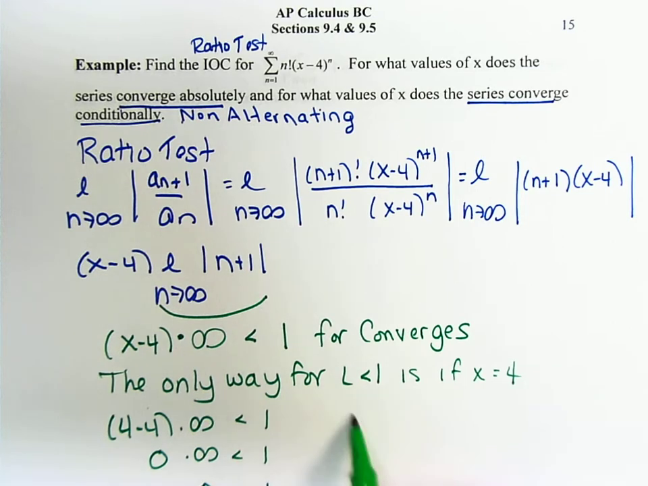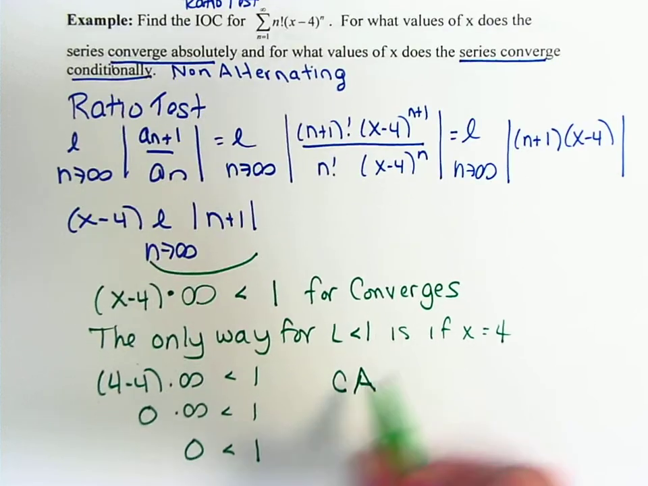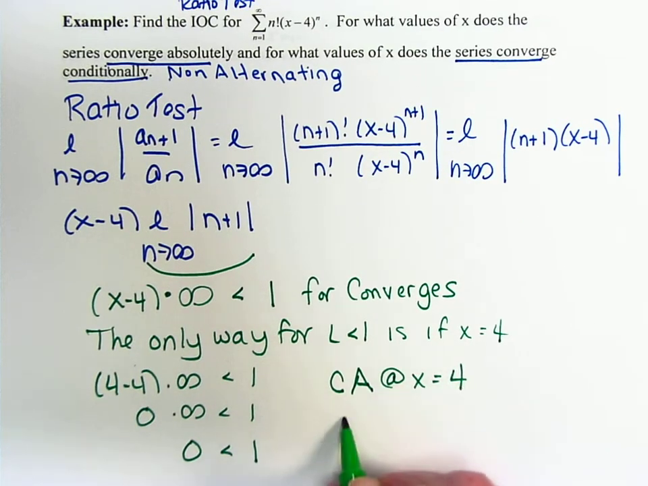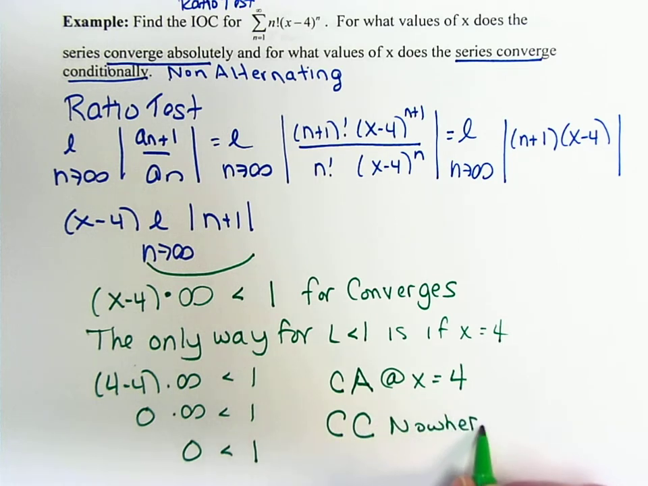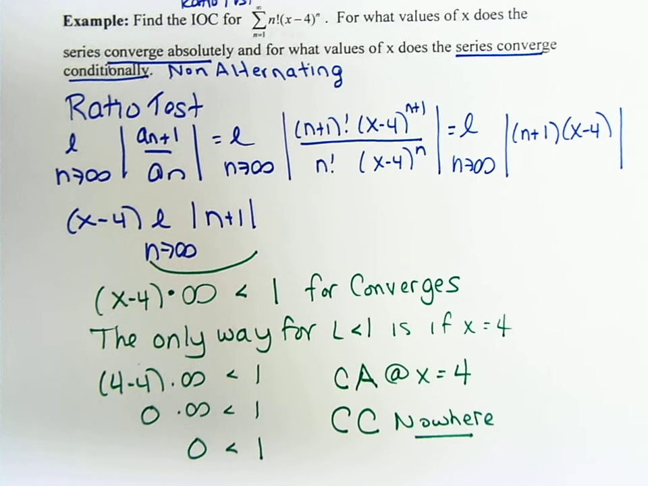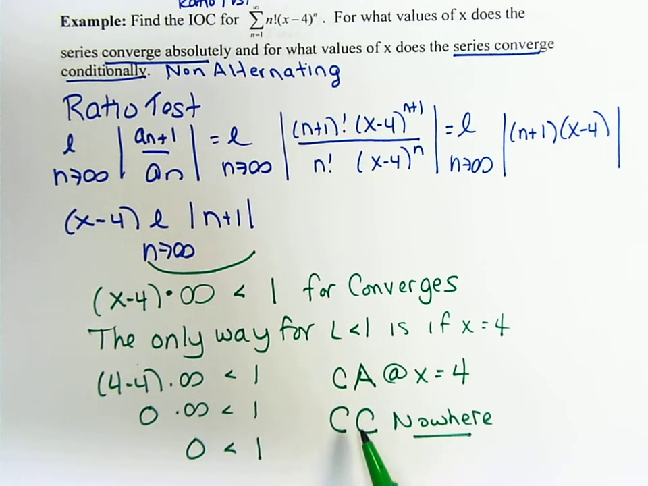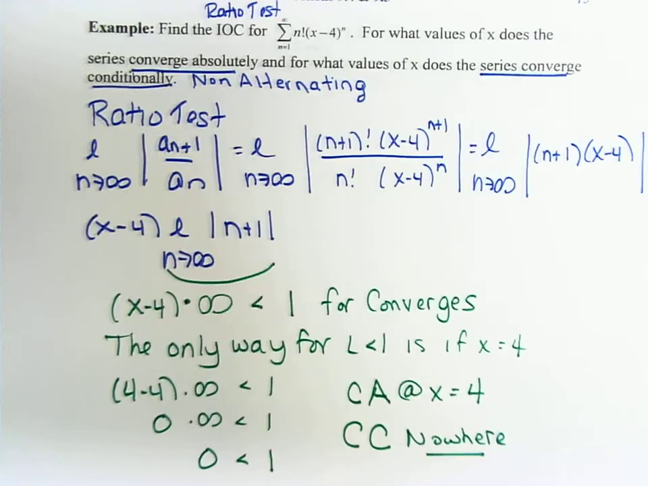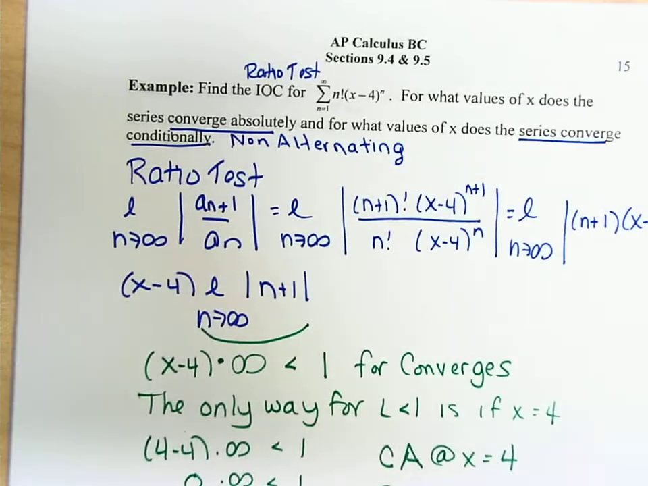So what we say here is that we converge absolutely. I'm going to abbreviate converge absolutely like this, at x equals 4. Converge conditionally, nowhere. This will make more sense once you see some examples where we're actually conditionally convergent. Okay, let's move on to the next problem.